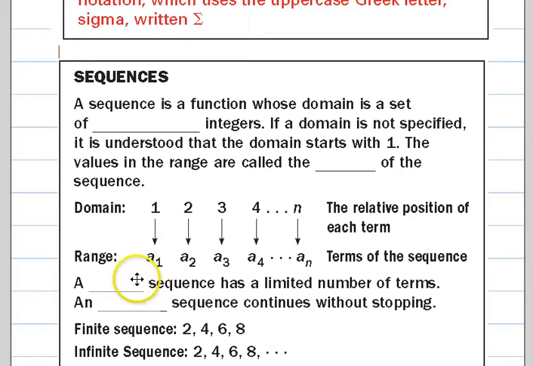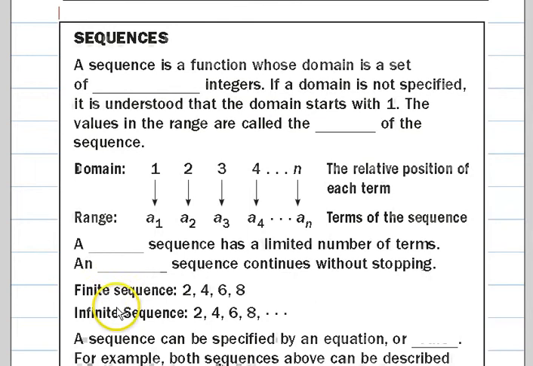And the term of the sequence is indicated by the labeling of the sequence, which is a letter, an alphabet letter, and the sub component, which is the term number. So the first number in the sequence is a sub 1, or if the first number is 0, a sub 0. There are two types of sequences.